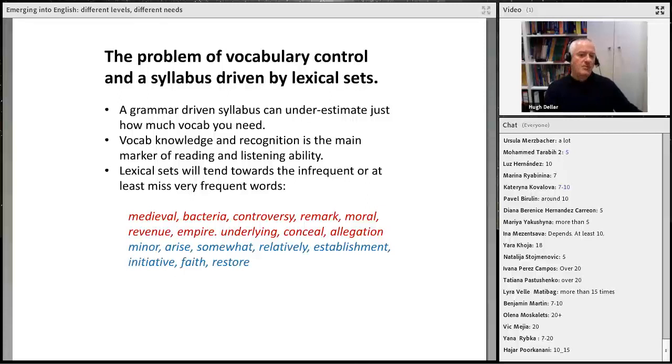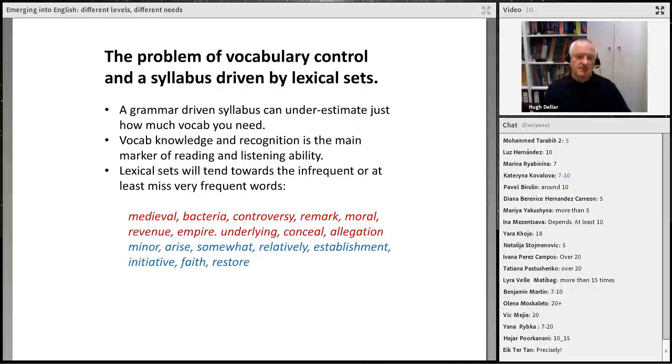And I think the problem with a lot of traditional lexical sets is they tend towards teaching infrequent words, or at the very least, they miss very frequent words. So if you look here at this little list of words: medieval, bacteria, controversy, remark, moral, revenue, empire, underlying, conceal, allegation, these are all 2-star words in the dictionary. So these are between 2,500 and 5,000 most common words in the language. But we don't generally teach them because they don't fit into obvious lexical sets.